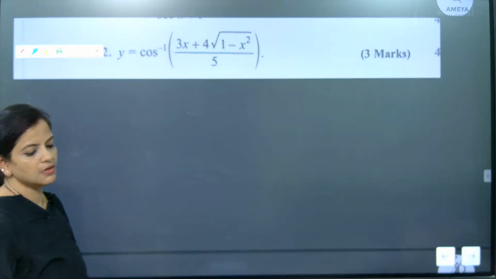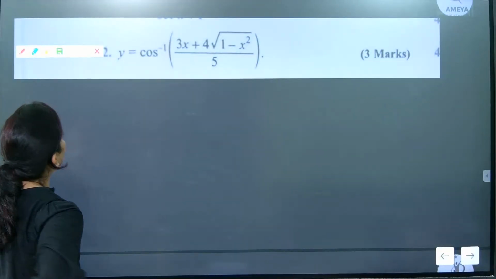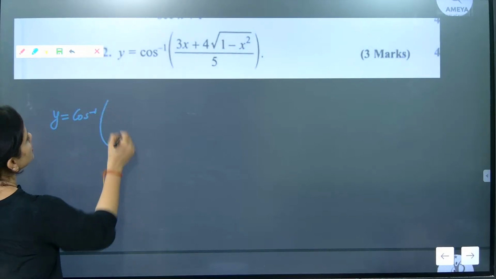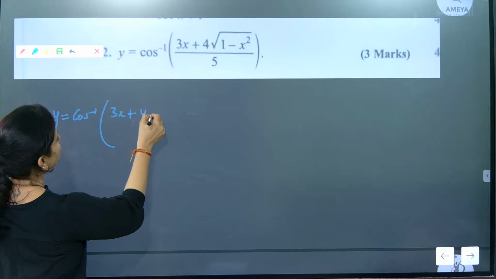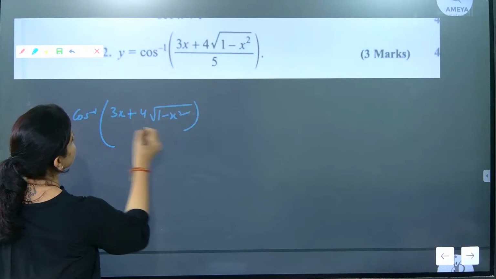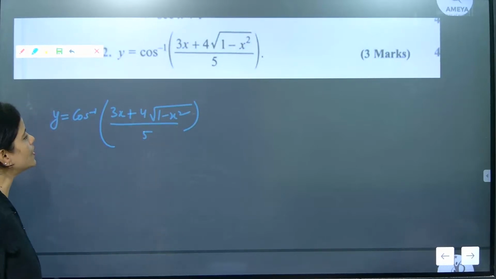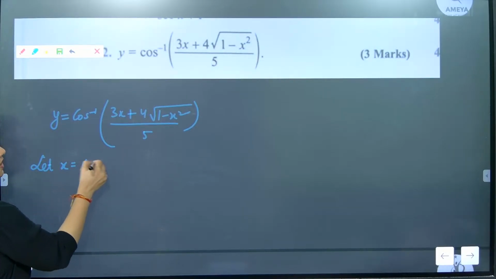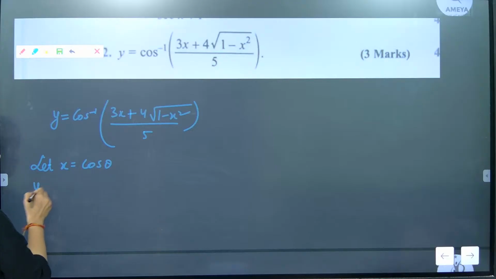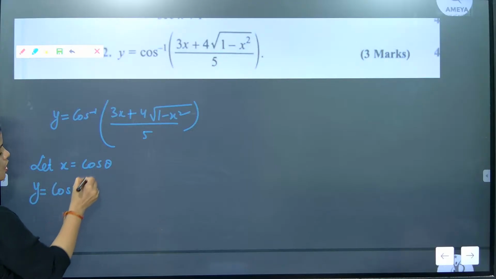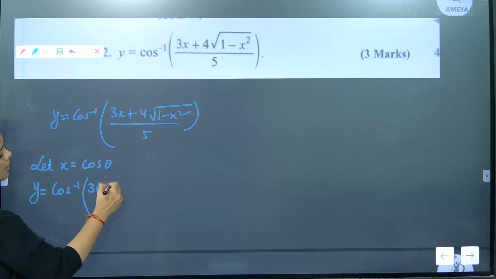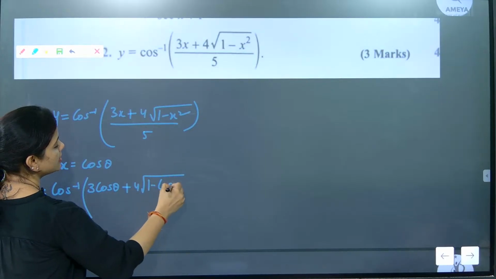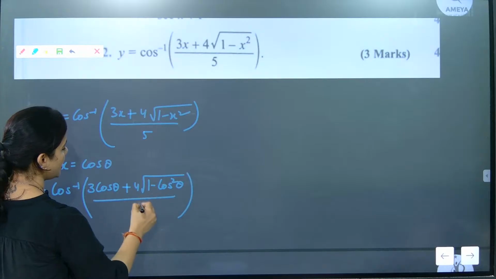Now y equal to cos inverse of (3x plus 4 root under 1 minus x square) by 5. So what we are going to do is assume x is equal to cos theta. When we solved the first question, we did it like that. Y is equal to cos inverse of (3 cos theta plus 4 root under 1 minus cos square theta) by 5.